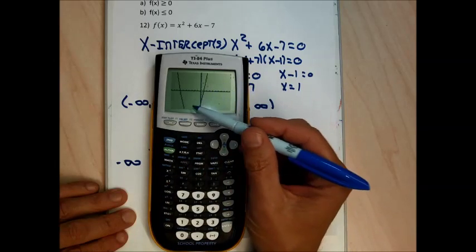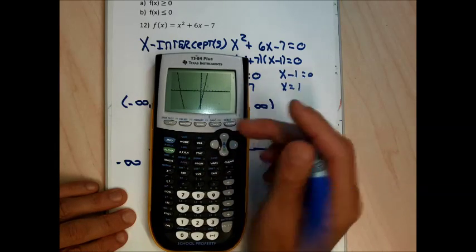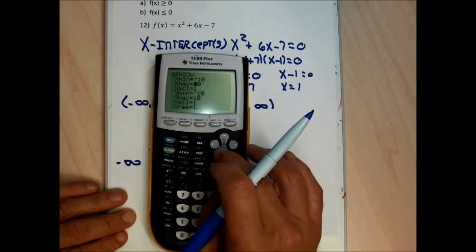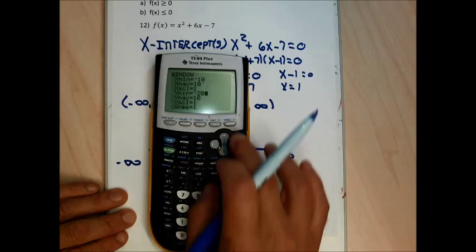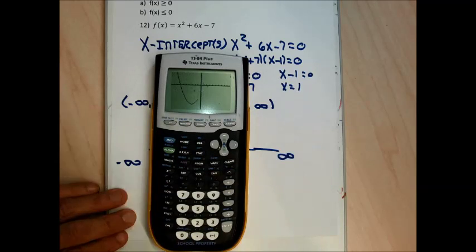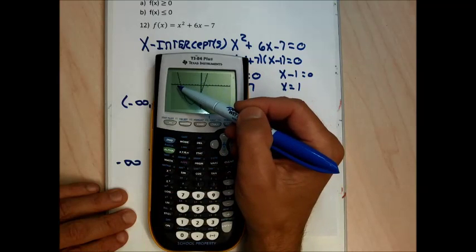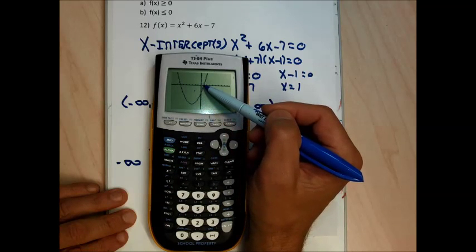And it's a parabola. If it bugs you that you can't see the bottom of the parabola, change the y min and make it a smaller number, like maybe negative 20, and you'll be able to see the whole parabola. Here's the vertex, the x-intercept at negative 7. There's the x-intercept at 1.